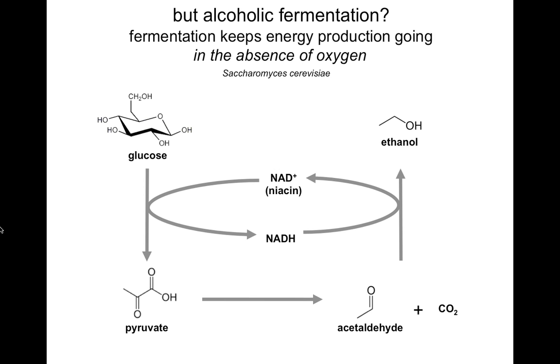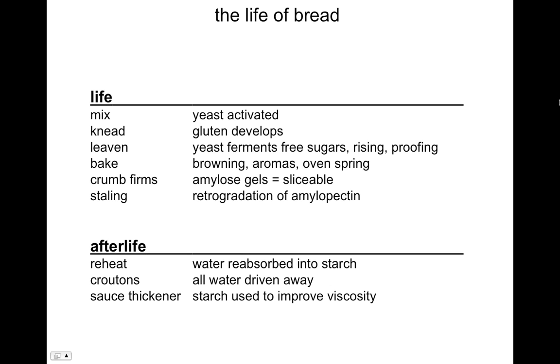Just remember that the way we'll think about it today is that in order for glucose degradation to continue, we've got to keep our store of NAD. By the way, that's the vitamin niacin. We've got to keep our NAD plus stores high. In order to do that, we have to deplete our NADH stores by converting pyruvate ultimately to ethanol. That's fermentation.